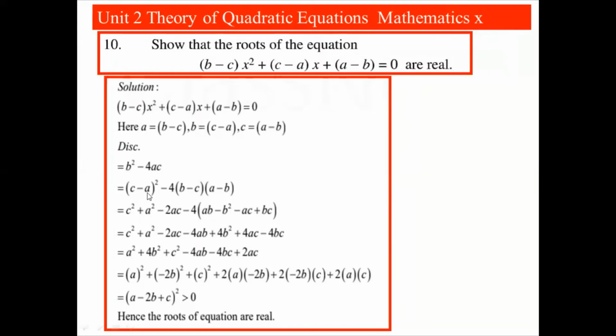Here we have to open the square, and here we have to multiply. So after opening the square and multiplying these two terms, we have this form of the equation. Now we have to multiply with minus 4, and after multiplying all these terms with minus 4, we have this form of the equation. Now we have to arrange these terms so that we can write this in the form of a square. So a square plus 4b square plus c square, minus 4ab minus 4bc plus 2ac.